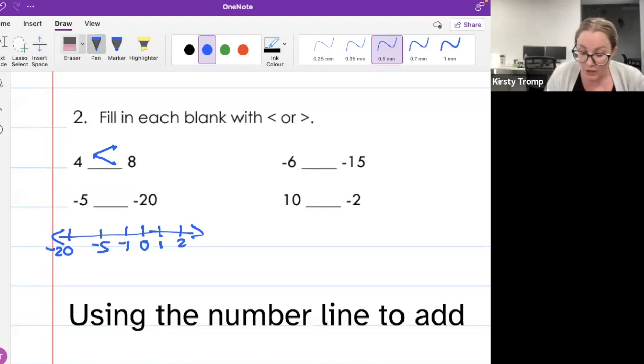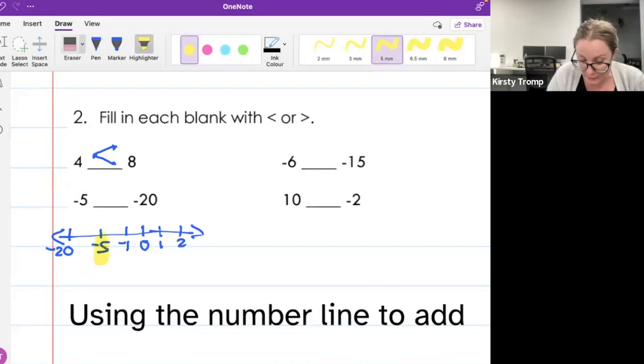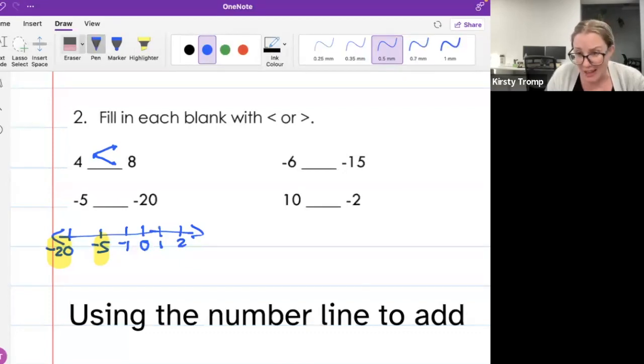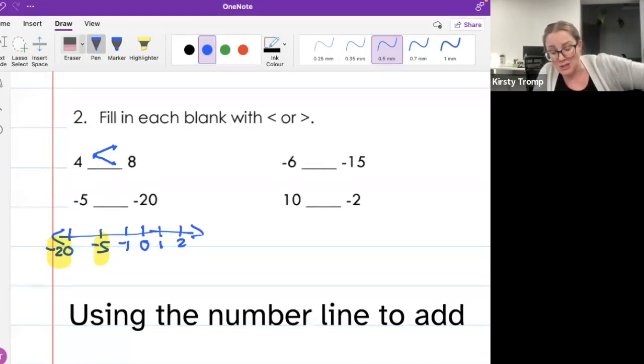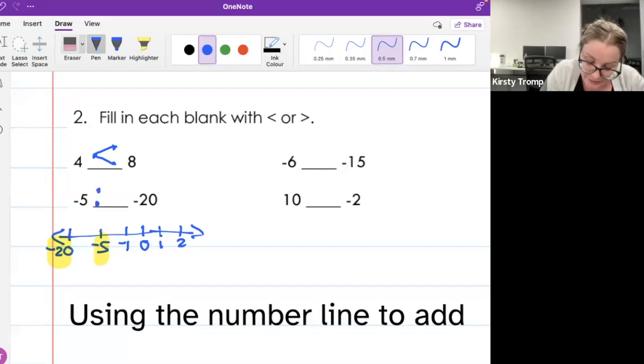All right. So if I'm looking at -5 and -20, those are the two numbers I'm focused on. I need to know which number is sitting to the left of the other number. Well, I can see that -20 is way down to the left of -5, which means that -5 is bigger than -20. -5 is going to be bigger than -20.